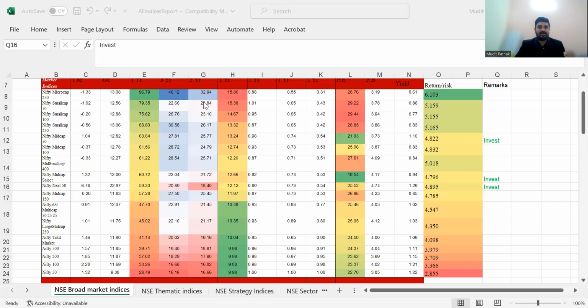So I'll start by sharing the data which I have extracted for the NSE and BSE indices. Now you should be able to see this on the screen. This is the NSE data for all the indices.